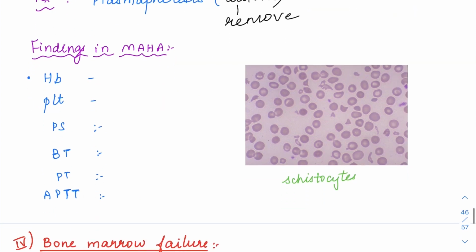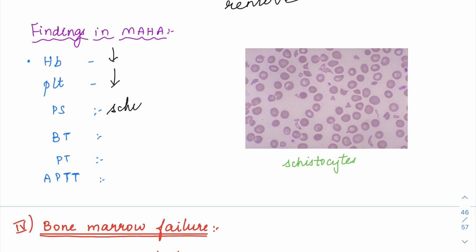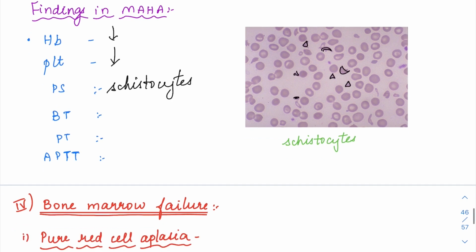So what are the findings in microangiopathic hemolytic anemia? It is an anemia, so hemoglobin levels are going to go down. There is thrombus formation, so consumptive thrombocytopenia is going to be there, so platelet count is going to go down. In the peripheral smear, being a microangiopathic hemolytic anemia, you are going to see the presence of schistocytes. So schistocytes are these fragmented RBCs which have a triangular shape or helmet shape, okay, fragmented RBCs. So classically, we use the term schistocytes only for microangiopathic hemolytic anemias.